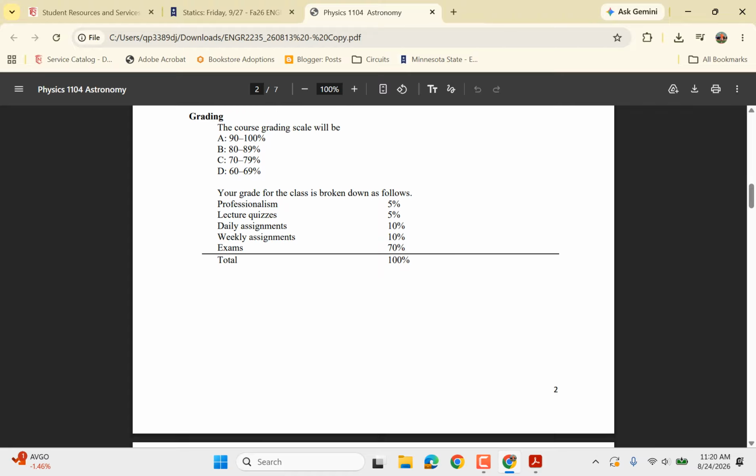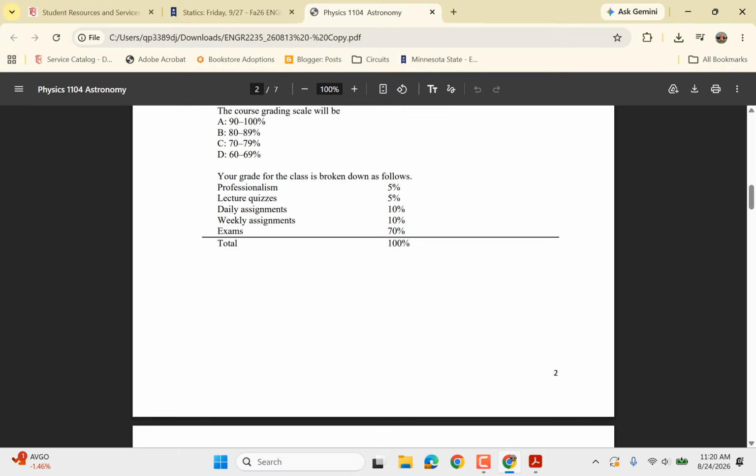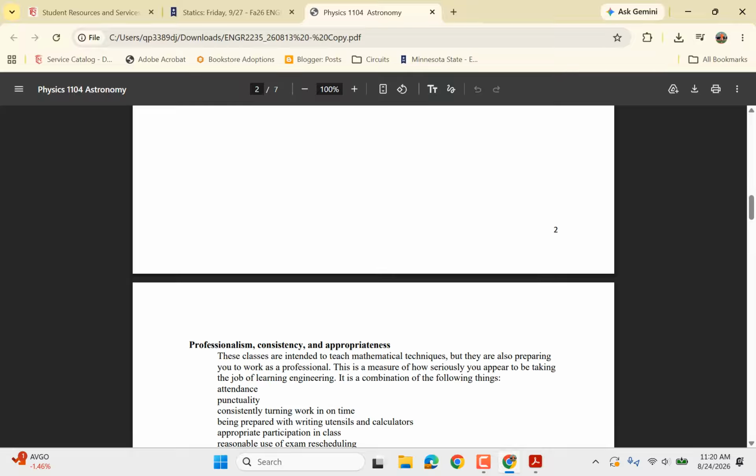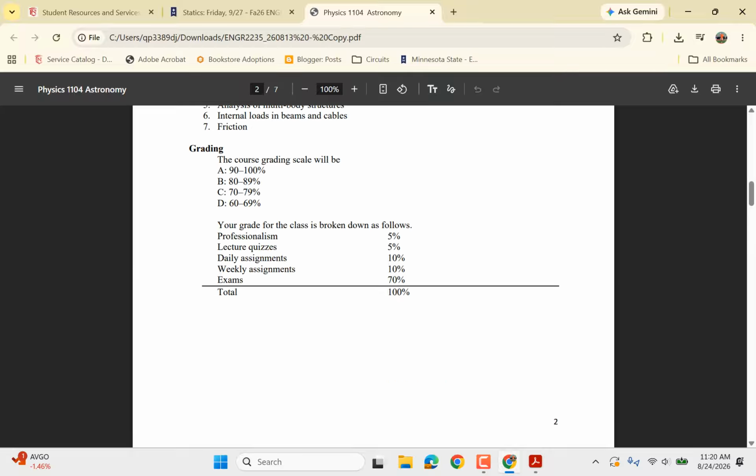These grade percentages will be broken down into five categories. I just want to go through these categories and describe them one by one. From least valuable to most valuable: professionalism, consistency, and appropriateness; lecture quizzes; daily assignments; weekly assignments; and then exams.